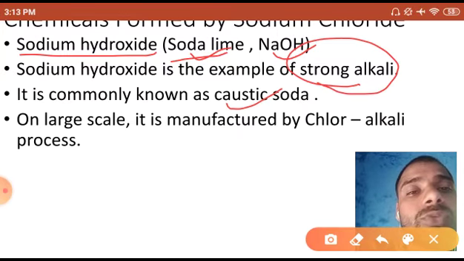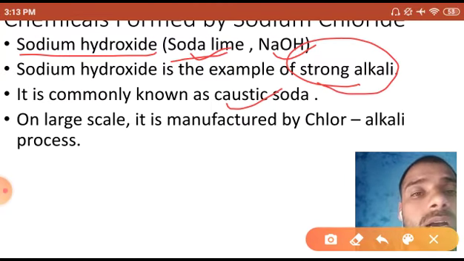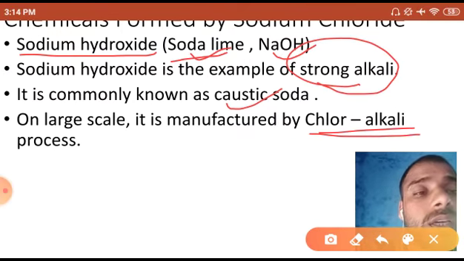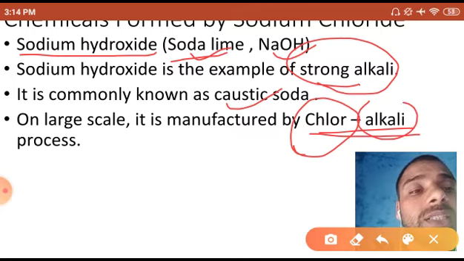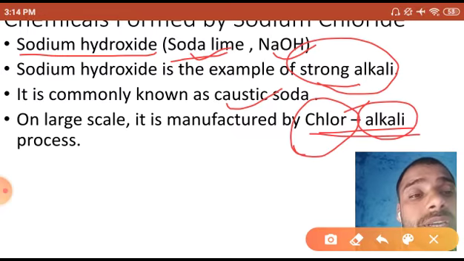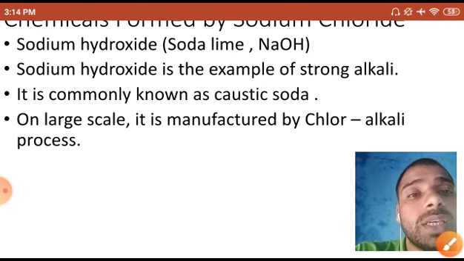Now we will actually produce soda lime, NaOH, by the chloralkali process. Okay, chloralkali process. What is the chloralkali process? You have to understand, and why the name chloralkali is there, you will understand after the procedure, after the preparation. Okay, dear students. So let's see the next slide.